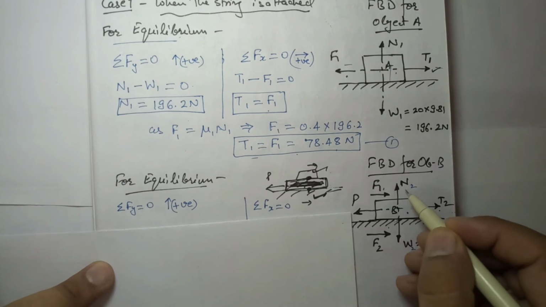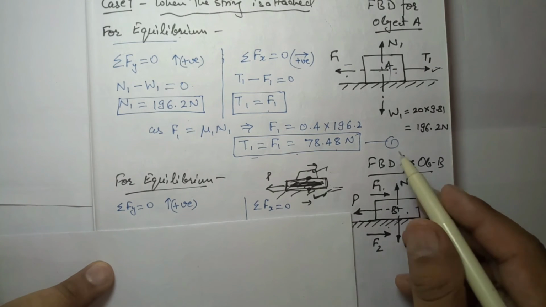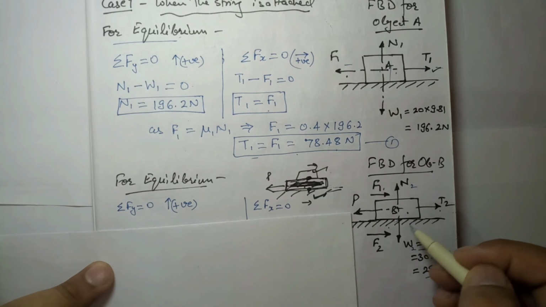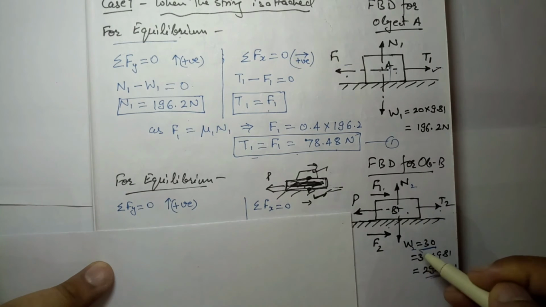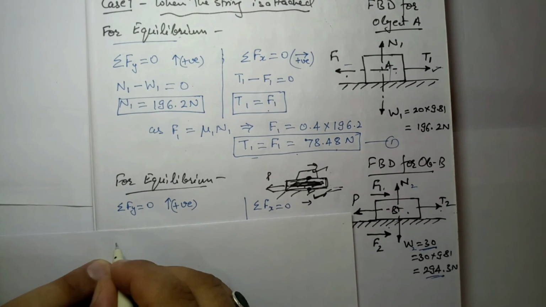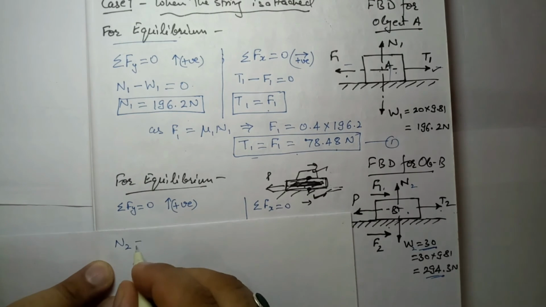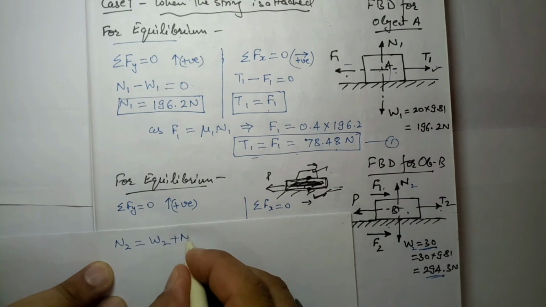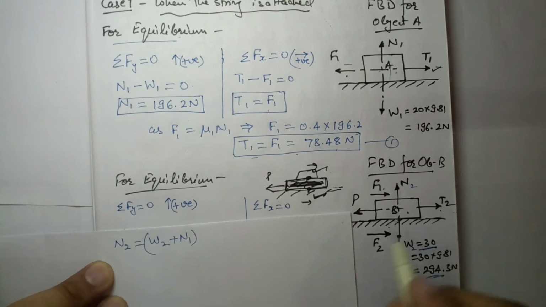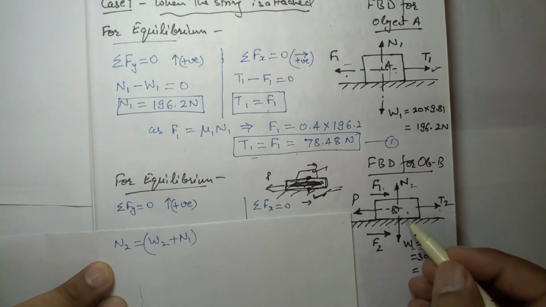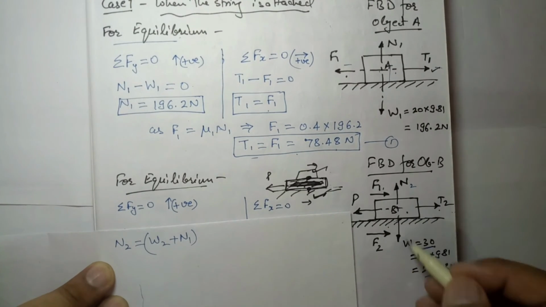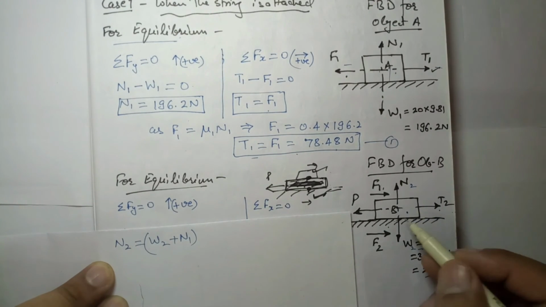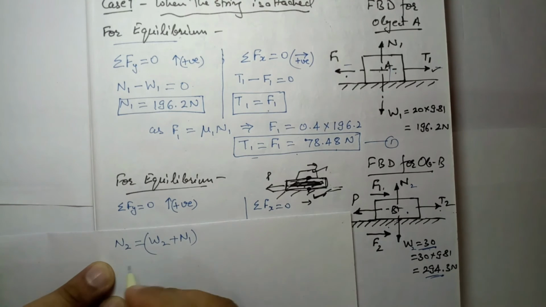Now the normal reaction here carries the weight of upper body A as well as the weight of body B. So N2 will be W2 plus N1. We can say N2 is equal to the weight of this body downward plus N1. In short, you can say the weights of 20 and 30 both act downward, so the normal reaction will be due to the weight of 50 kg, 30 plus 20.